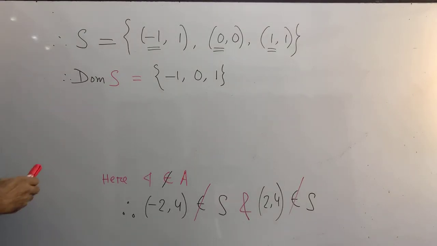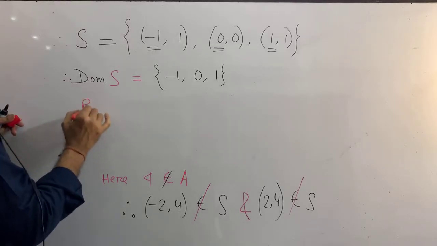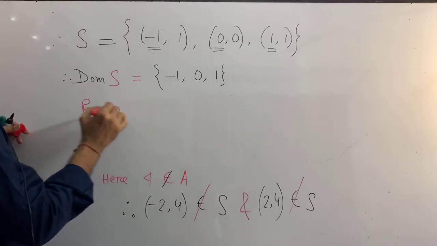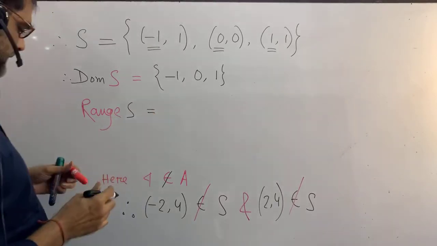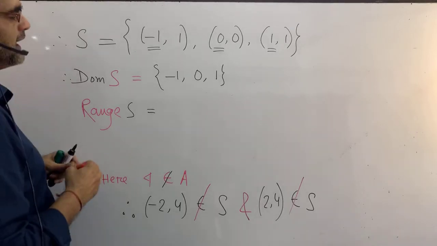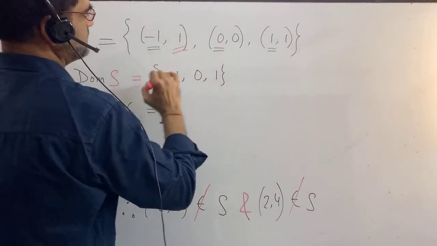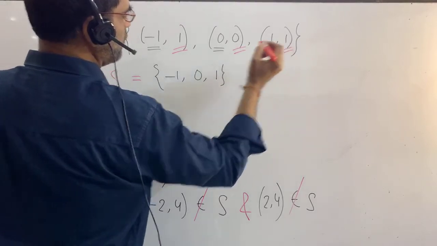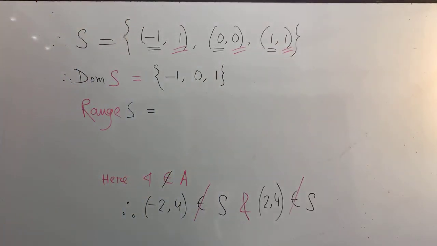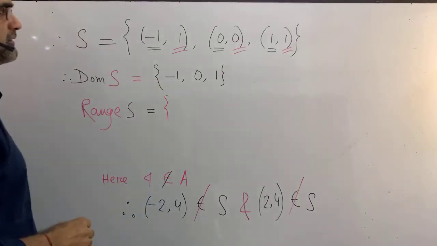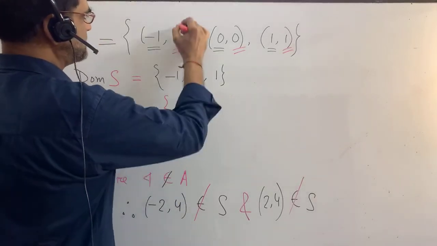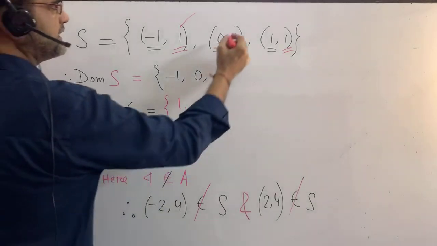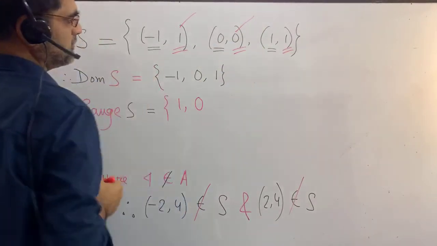Now, what is range? Can you tell me please? The second elements of the ordered pairs are called the range of a relation. So, what are the second elements here? We can write here 1. Yes, this one has been taken. Then this is 0. Yes, we have written 0.